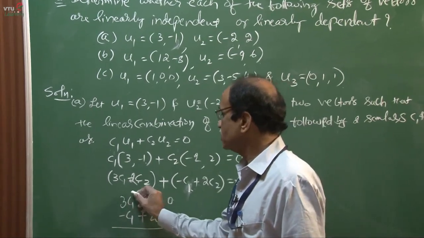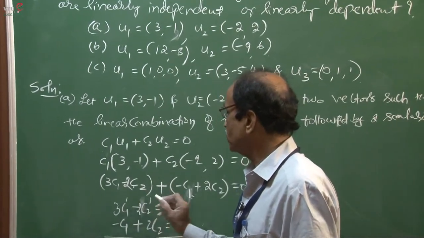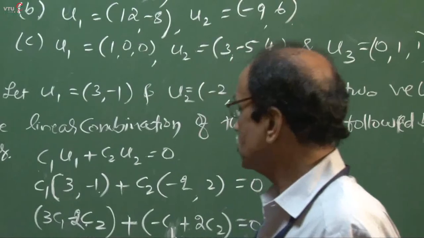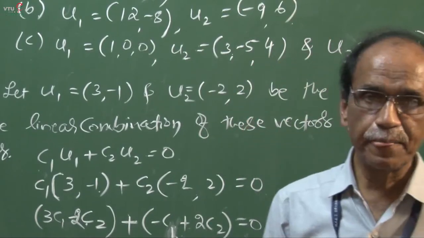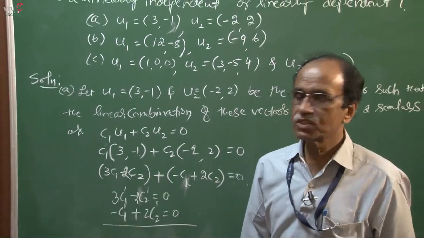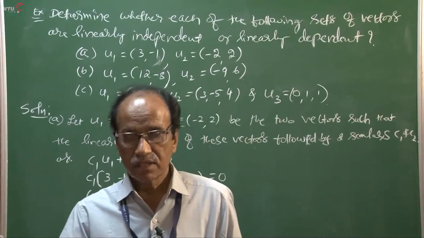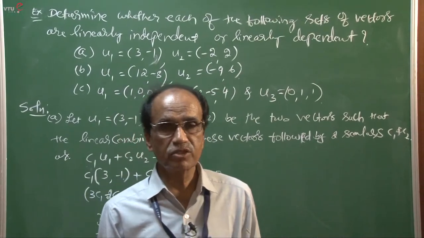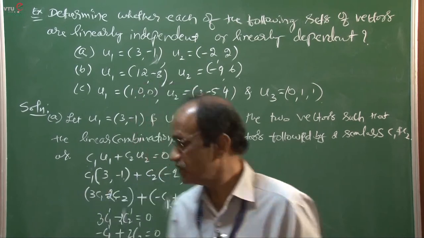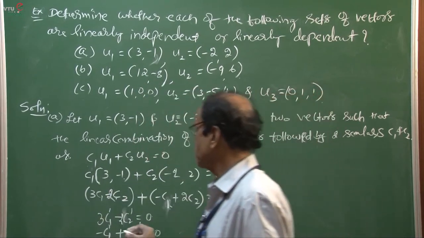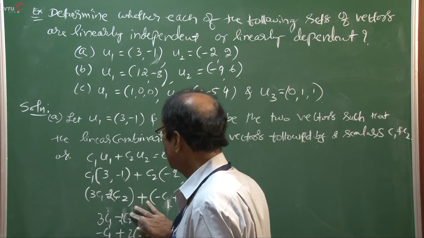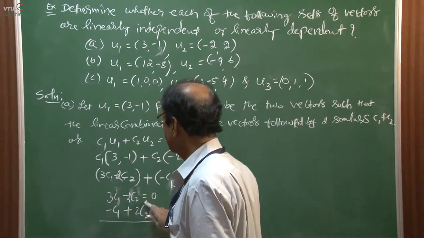The first equation is also linear because c1 is to the power 1, c2 is to the power 1. This is also power 1 and this is also power 1. Therefore, both the equations are called what type of equations you have discussed in matrices? They are said to be homogeneous equations, which means here you have to solve for the values of c1 and c2.